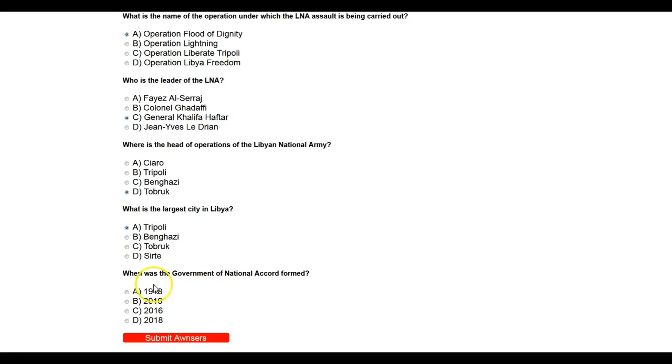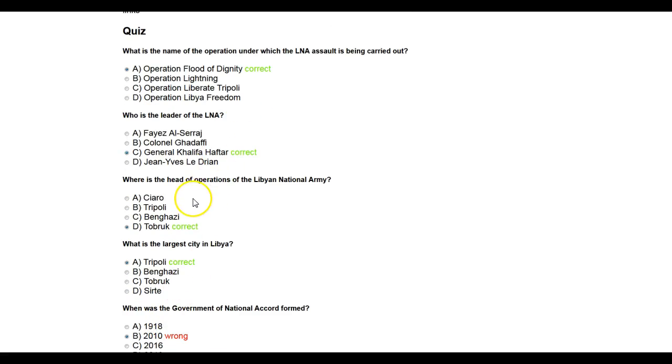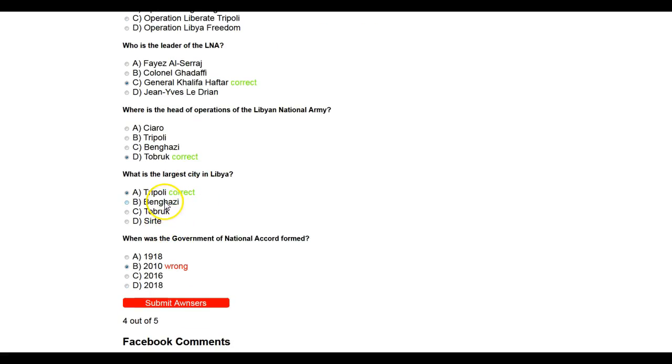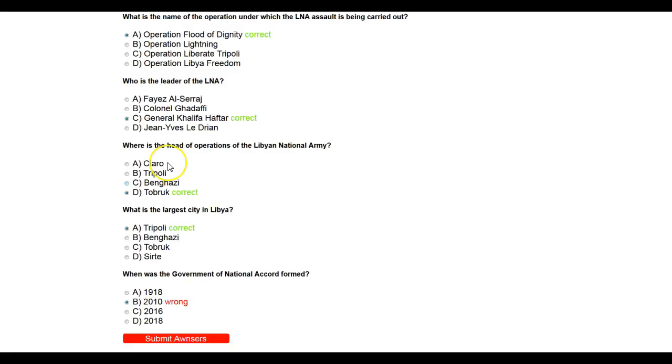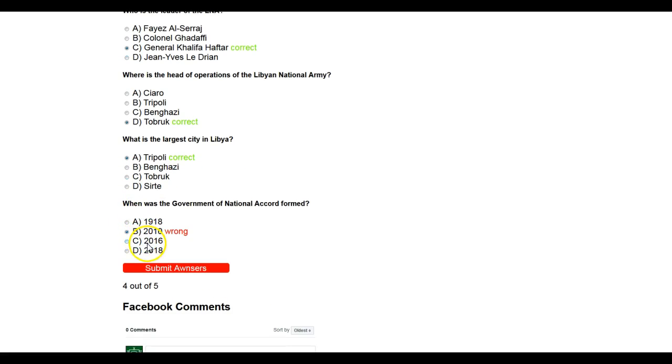And when was the government? I like these ones. These are nice, simple questions. When was the Government of National Accord formed? Because you might think, oh, it must be sort of a 1918 thing. Or was it 2010 or was it 2016? It has to be 2010, doesn't it? Well, that's wrong, you see. But I got everything else right. Look at that. I got them all right. I even was half guessing at that one. But I wonder when it was.